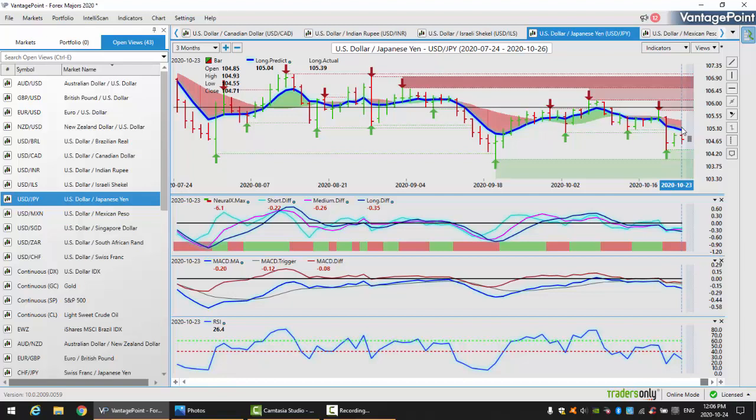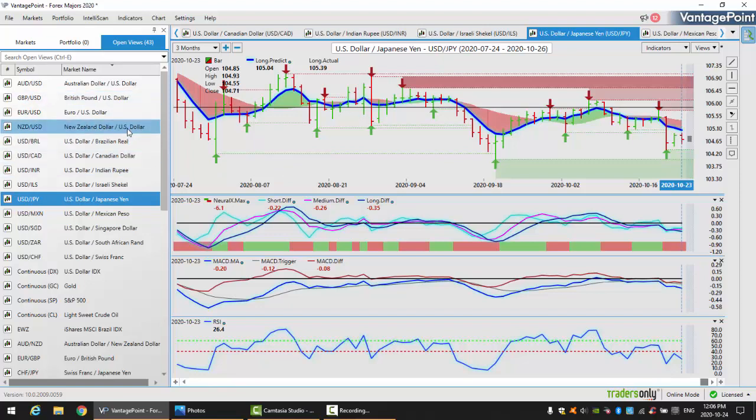Now, against the yen, it appears very likely at the current time, but we do have the medium term crossing the long term predicted difference. The neural index is not in agreement, but if that neural index turns green, then we have a real shot of breaking above that particular predicted moving average at the 105.04 level.